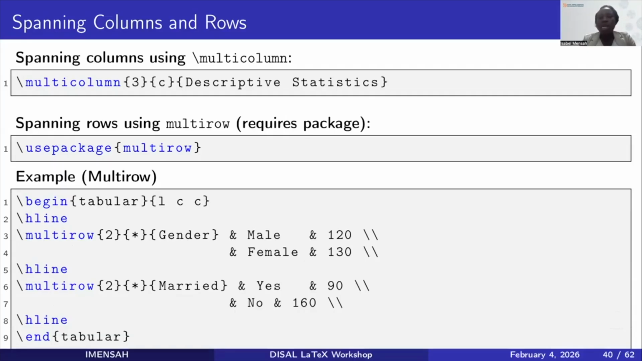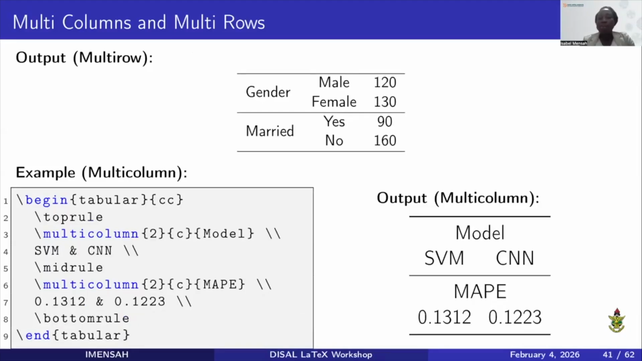So over here, we wanted to combine the gender, male and female, as one column, and then whether people were married or not married as another column. So that's the example. So this is the output. This is how it looks. For the gender, we just wanted to compile the male and female into one column, into one row, and the married into another row. So all the time, you use the multi-column to do that.